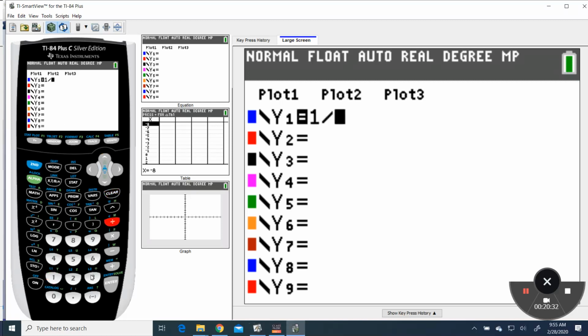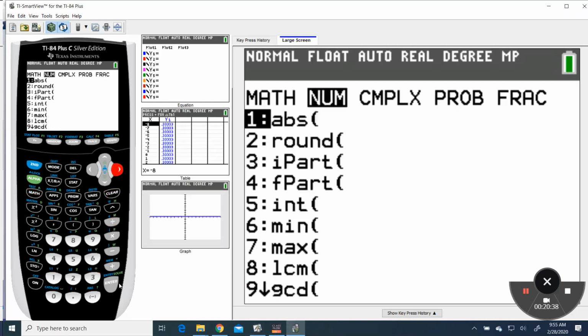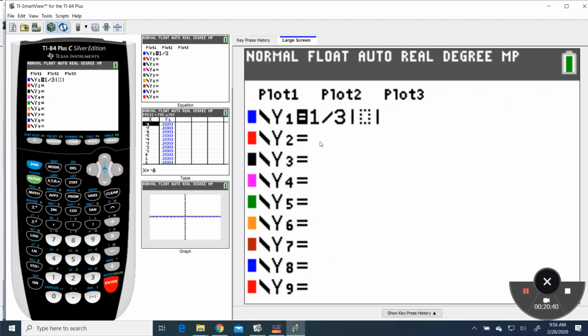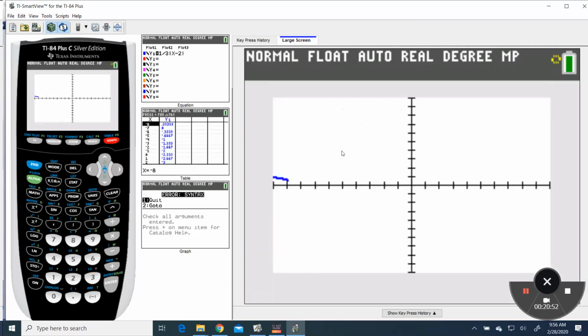Okay, again, on your calculator, 1 divided by 3. I do that first. Now to get the absolute value, you hit math, move it over to num, abs, 1/3. So now I come back and I see that it's x minus 2. So I do x minus 2 in here, and then minus 3. Okay, and I can hit graph and it'll show you the picture.